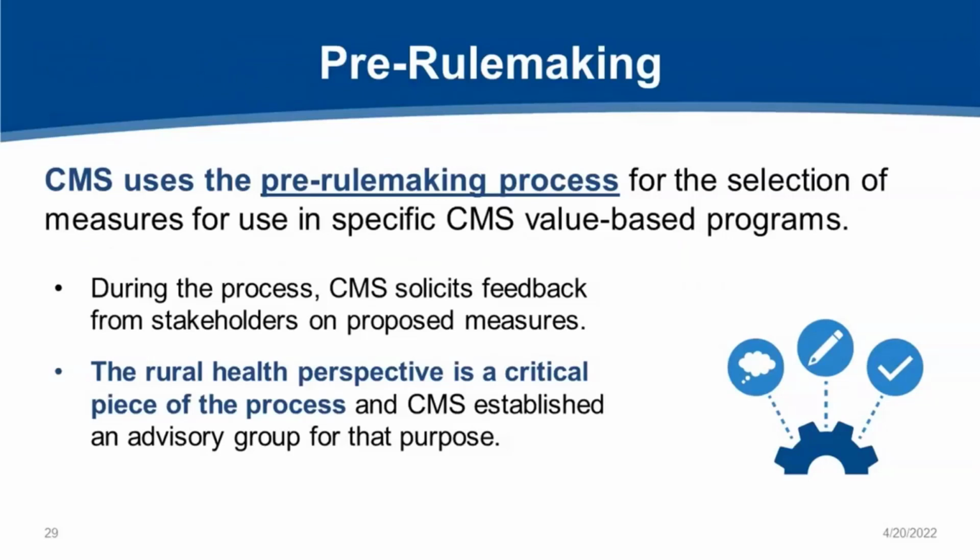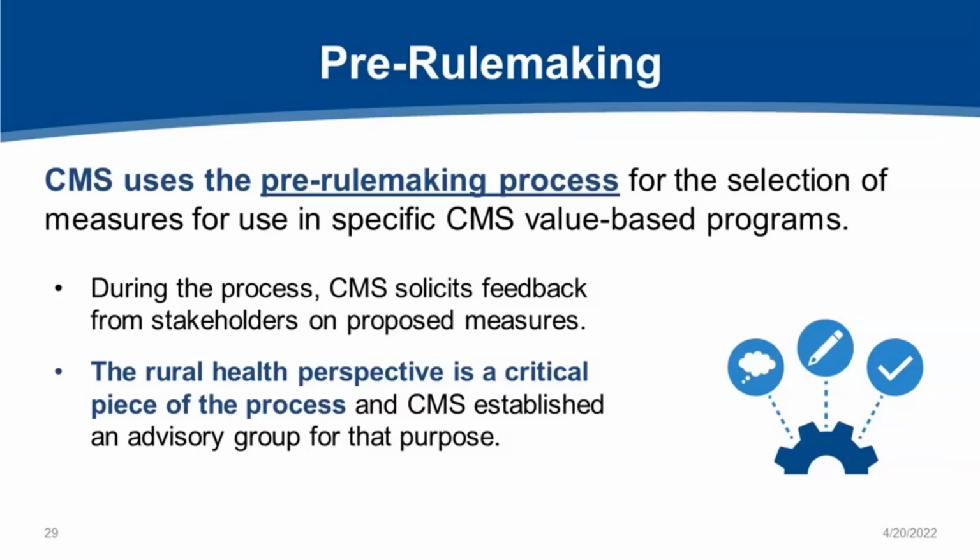Another important way that CMS tries to mitigate challenges for providers in rural communities is by granting them and all stakeholders an opportunity to provide early, direct feedback on measures that are proposed to be used in CMS quality programs. One avenue for that is through the pre-rulemaking process. CMS uses pre-rulemaking for the selection of measures for use in specific Medicare quality programs.